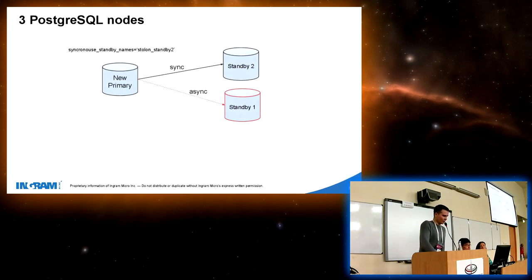So we were interested in that, but we came across the following problem. In fact, solutions like Stolon have three components. They have three instances of Postgres, and everything should be in three, not less than three.